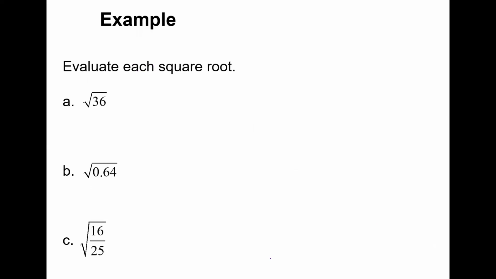Now it says evaluate each square root. So the square root of 36. Well, if we know our perfect squares, that's just going to be equal to 6. Because we know that 6 squared is 36, so if we take the square root of 6 squared, that's just 6. Now, what about this one?